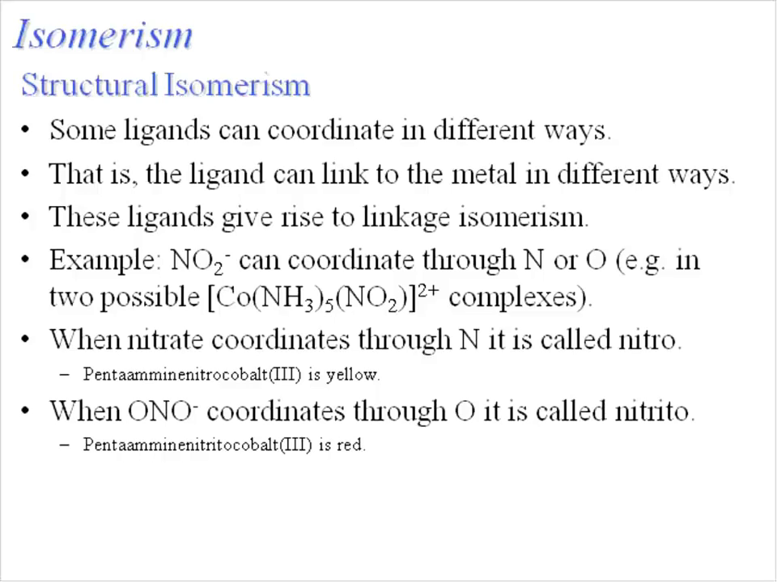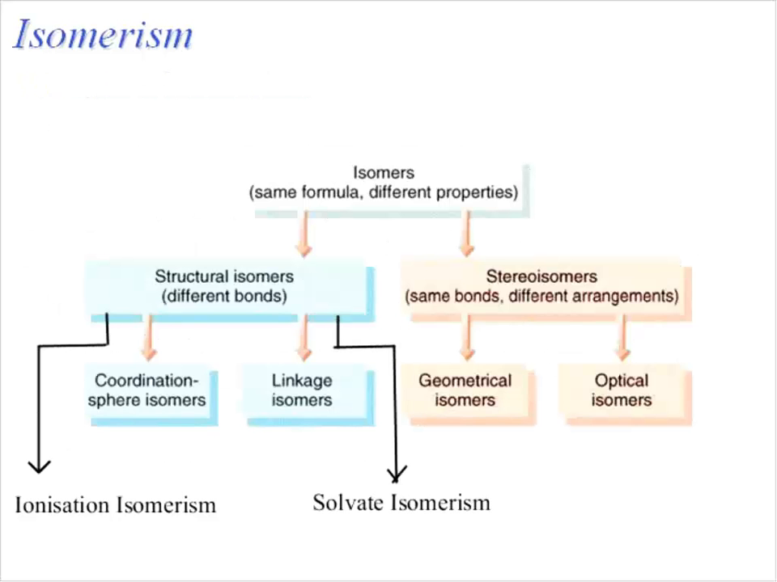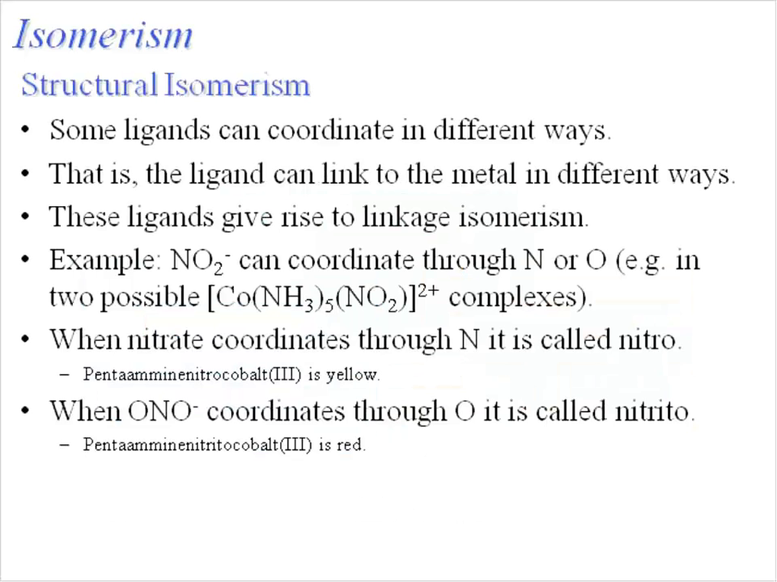Let's talk about linkage isomers. A ligand can link to the metal in different ways. Imagine a ligand NO2 minus. It can connect to the metal via nitrogen, or it can connect to the metal via oxygen, right?